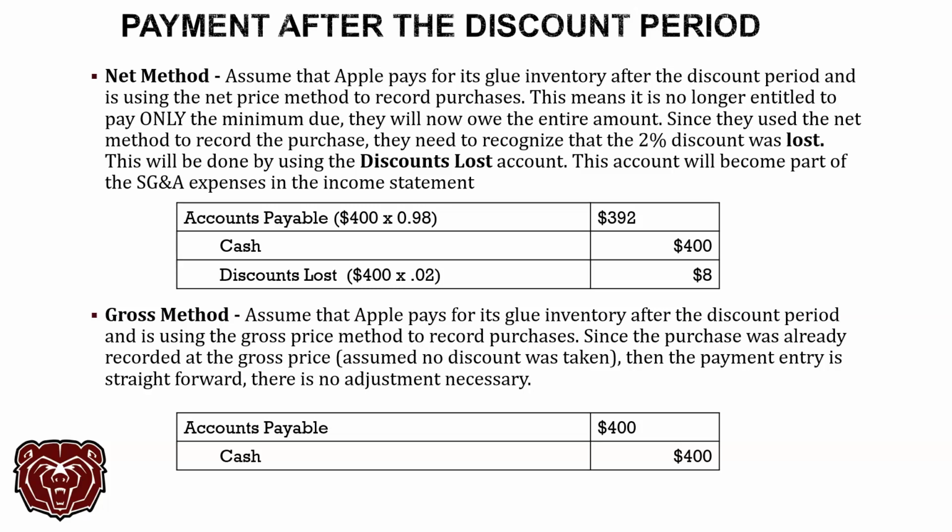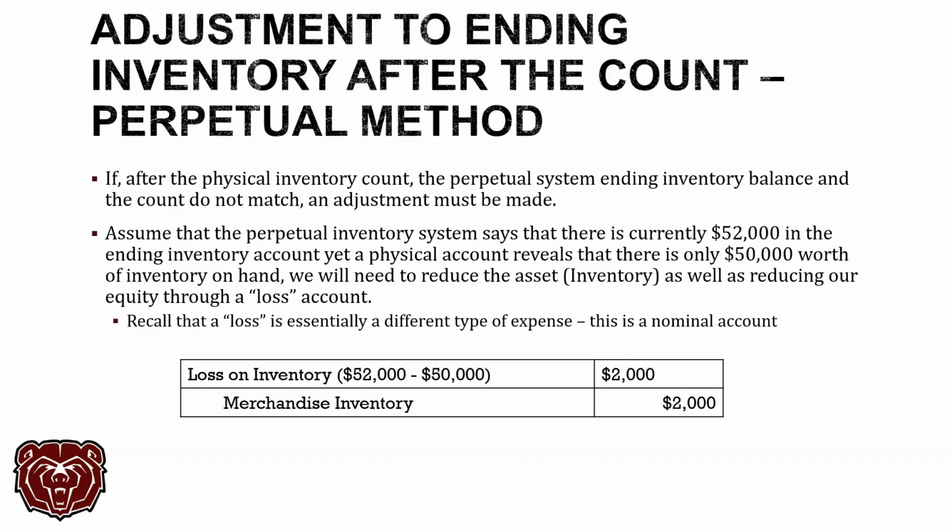So what you'll notice is that either way, at some point you'll be making an adjustment, whether you miss the payment period or you don't miss the payment period. Okay. So the next thing we got to talk about is how do we adjust the ending inventory after the count using a perpetual method. So if you recall, we said that even with the perpetual method, even with a system that is tracking your inventory for you, you still need to go in and do a physical count at the end of the period. There are several reasons why you need to do this.